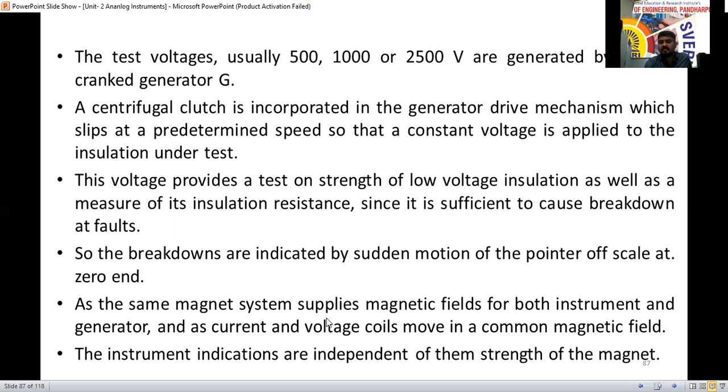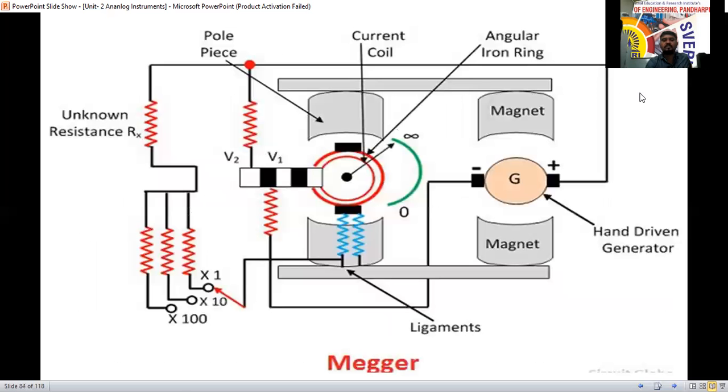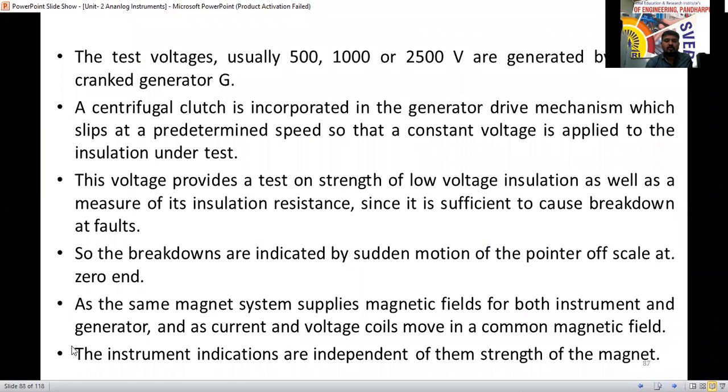As the same magnet system supplies magnetic fields for both instrument and generator here, whatever magnets we are using, this permanent magnet, we are using for both the generator as well as the instrument here now. And as current and voltage coils move in a common magnetic field, the magnetic field is the same only here. So the current coil and voltage coil both will move in a common magnetic field. So the instrument indications are independent of the strength of the magnet here.